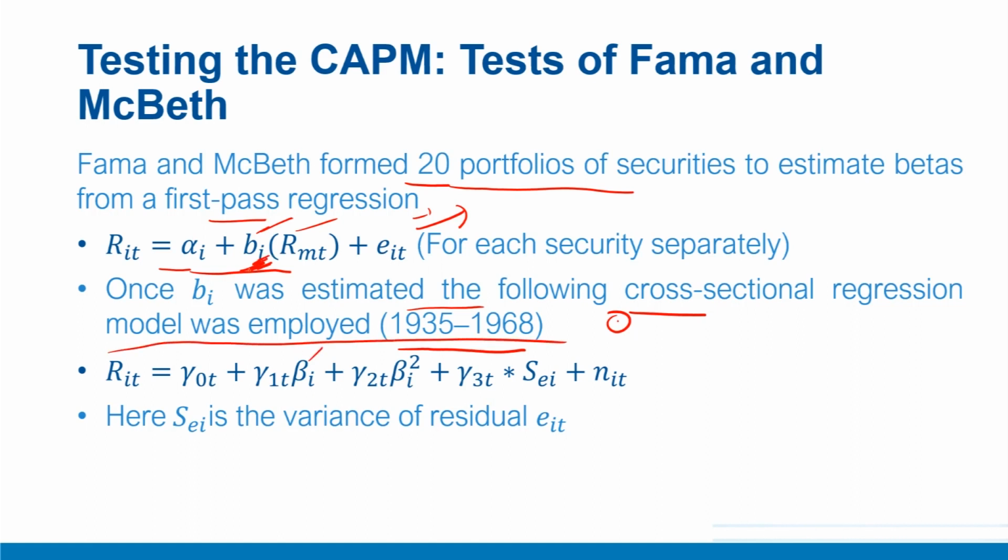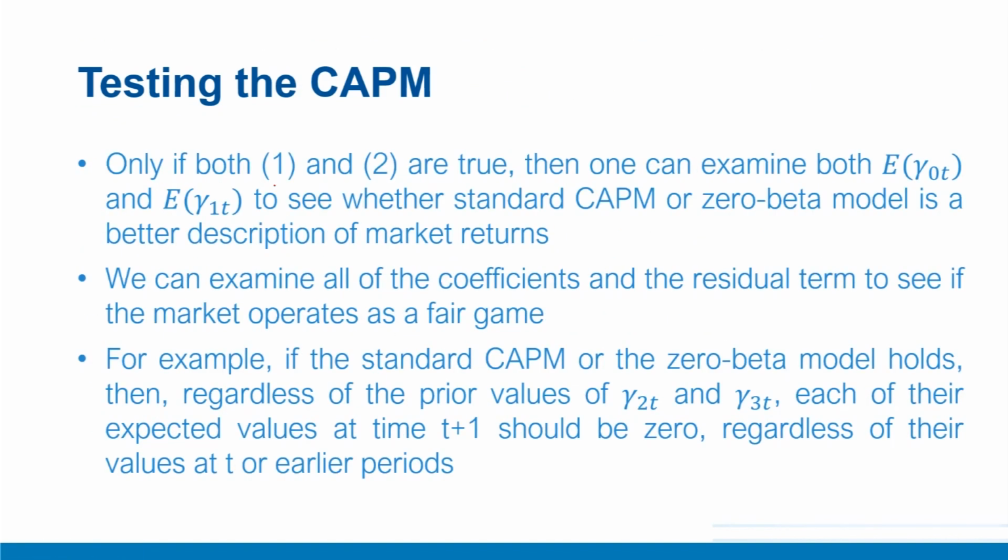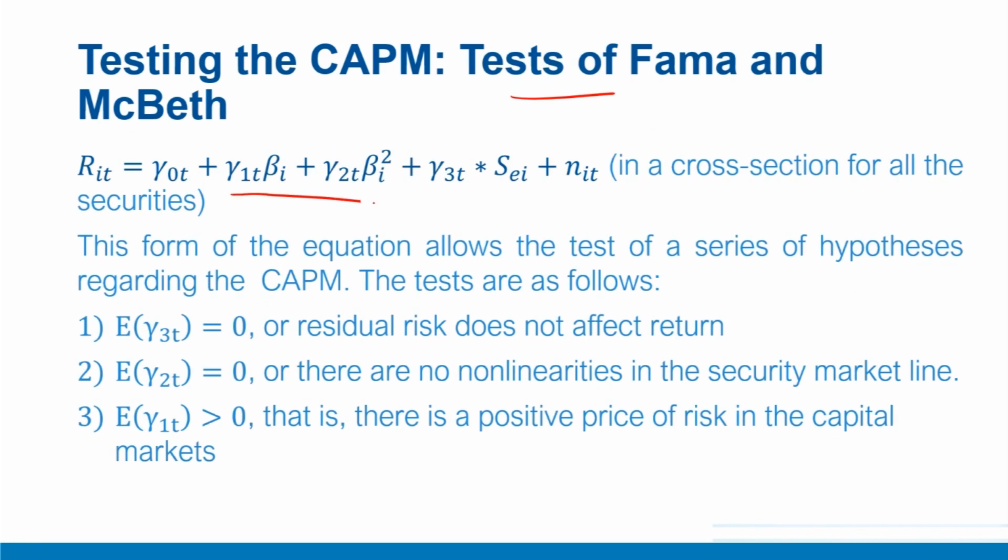Here beta_i is nothing but B_i here. So let us discuss this model first. Here sigma_ei is the variance of residual term e_it, which is sort of a proxy for idiosyncratic, diversifiable risk. Beta is again the systematic market risk, and beta_i squared is the non-linear version of that. Eta_it is the error of this model. Let's interpret the coefficients one by one. So through this cross-sectional model that we see here, a very important set of hypotheses are tested. A series of hypotheses regarding different versions of CAPM, that is standard CAPM or zero beta CAPM, are tested.